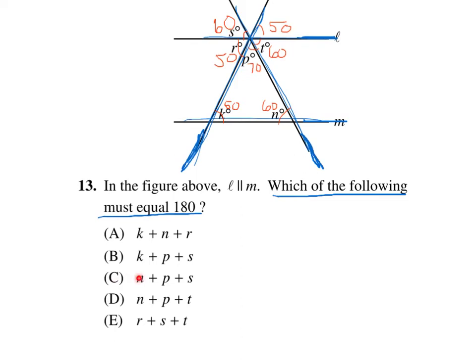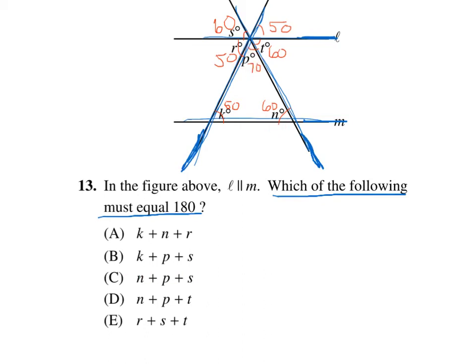N plus P plus S. So I'm looking at this one. First I did K plus N plus R, which was 160. K, P, and S was 180. So this one, we're going to circle it if none of the other ones come out to be 180. If one of the other ones does come out to be 180, we got to go back and pick some different numbers.